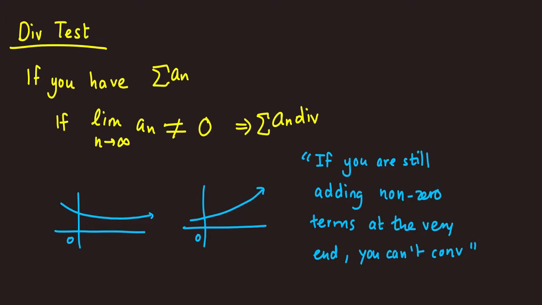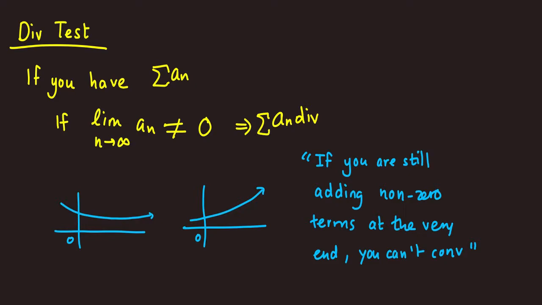And intuitively, all this means is that if you are still adding non-zero terms at the very end of the sequence, then you can't possibly converge. If you're adding sums infinitely, then you're getting an infinite sum, basically. It's important to remember that if you get a value of 0, then the divergence test is inconclusive and you'll have to do something else to find out whether your series converges or diverges.